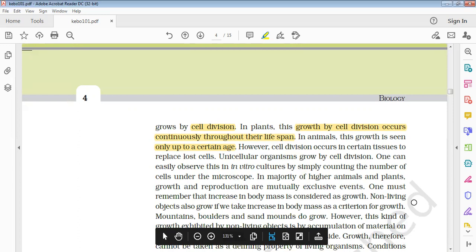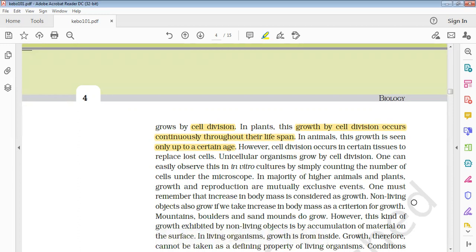So in the majority of higher animals and plants, growth and reproduction are mutually exclusive events. What do you mean by mutually exclusive events? That is, growth is a part of reproduction, and vice versa. So both these properties go hand in hand. In the majority of higher animals and plants, growth and reproduction are mutually exclusive events.